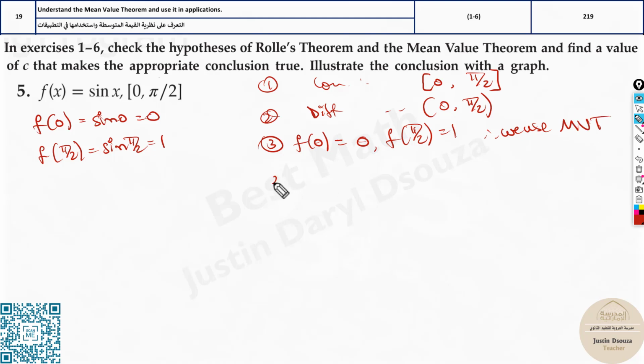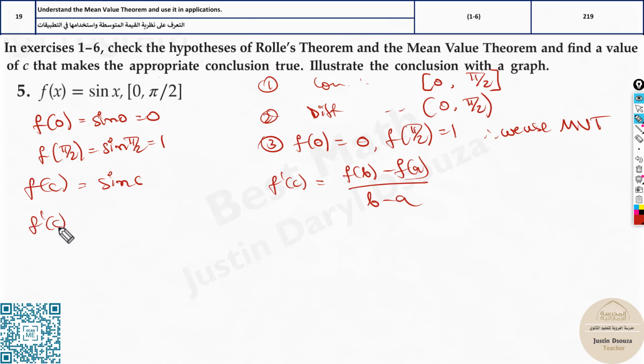Now let's write the formula. F dash of c will be equal to f of b minus f of a divided by b minus a. What is f of c here? F of c is sine c. Let's derive it. F dash of c, or f prime of c, will be cosine c. Now don't put a negative sign, because the derivative of sine is just cosine. That's it. And this is the answer.